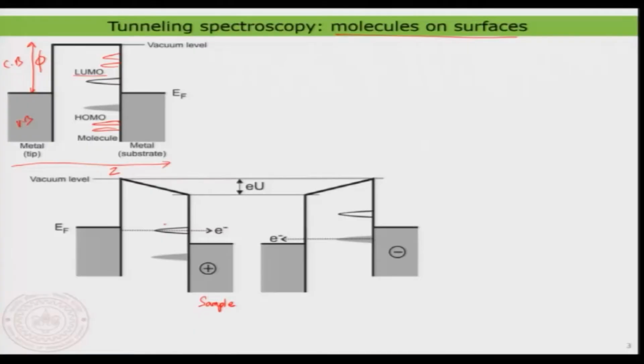You see that the LUMO of the molecule is now in resonance with the tunneling electrons. Therefore, whenever the applied voltage, that is eV, matches the energy between the Fermi level of the metal and the LUMO of the molecule, the electrons from the tip will tunnel through the unfilled molecular orbital to the empty states of the metal.